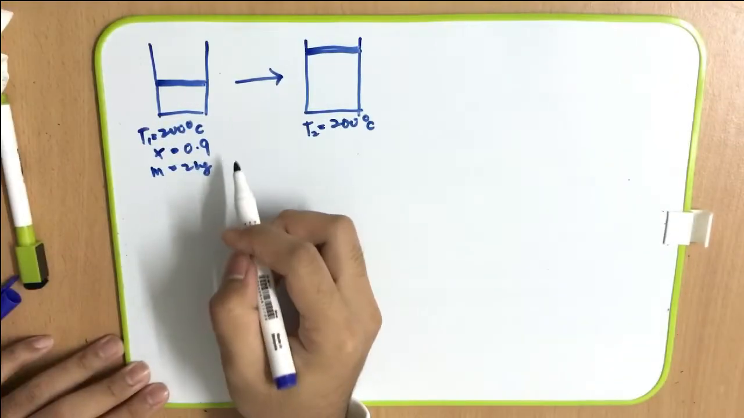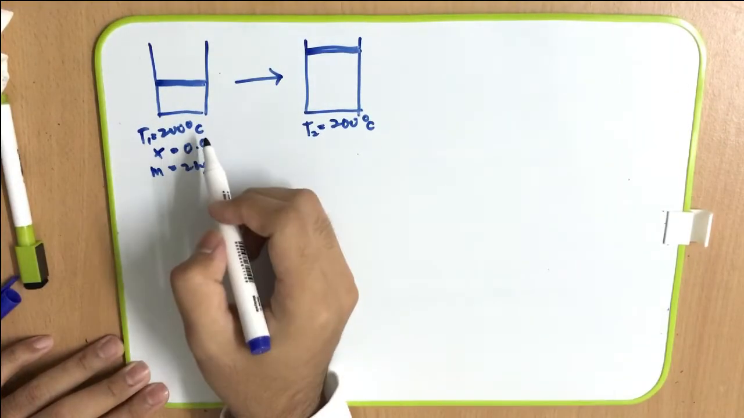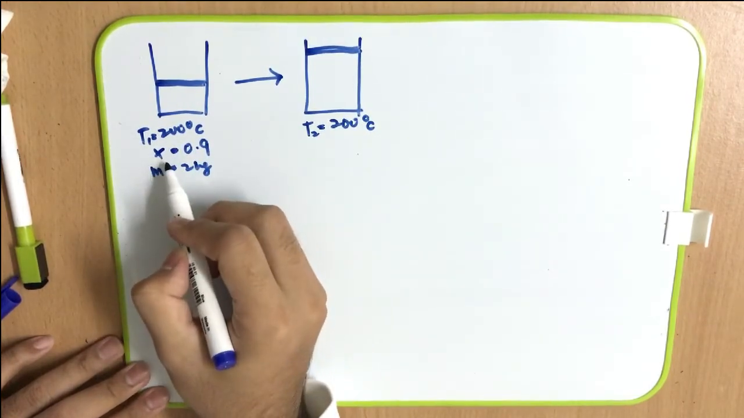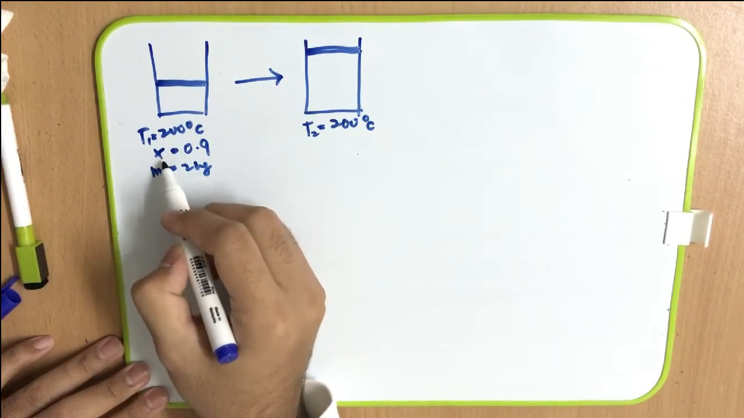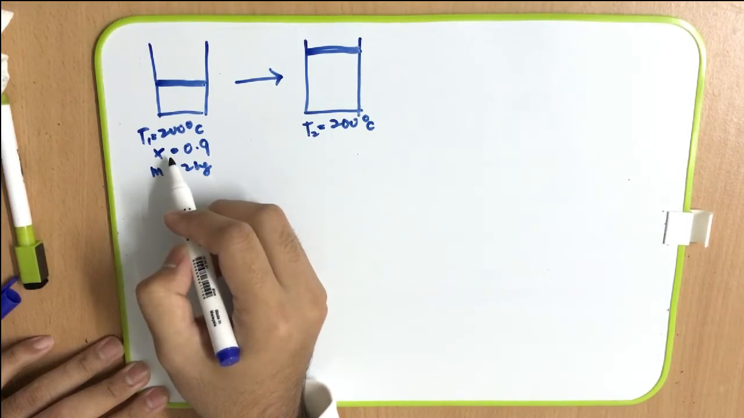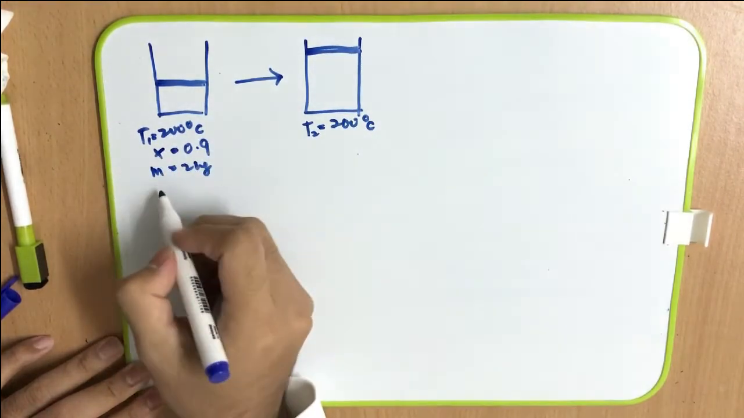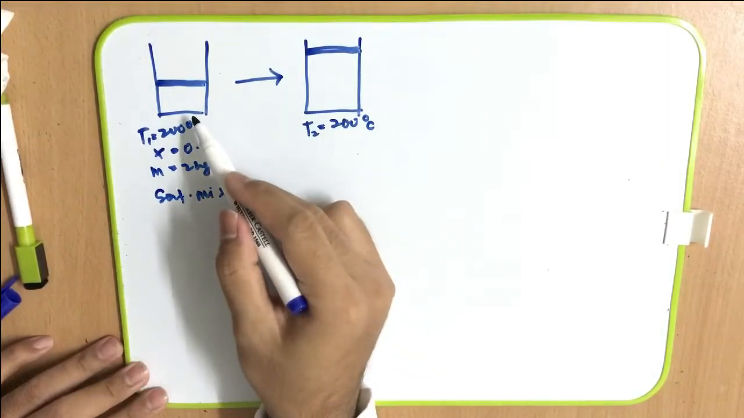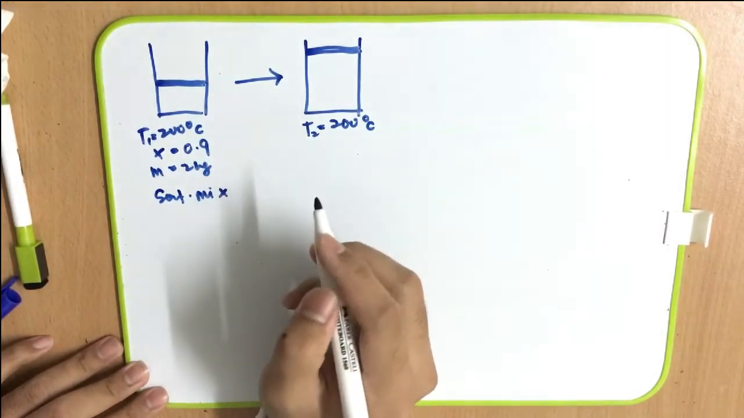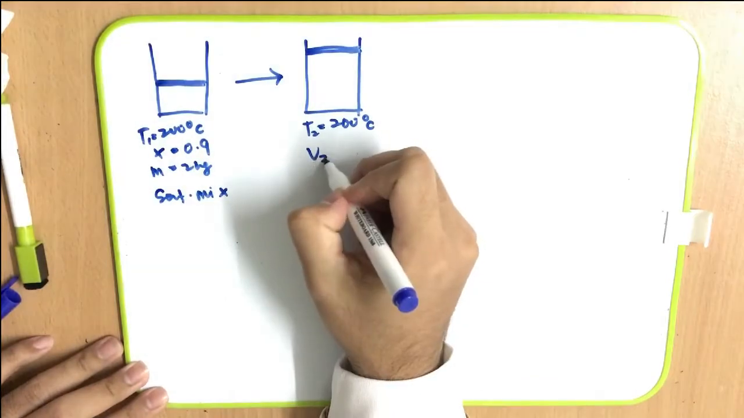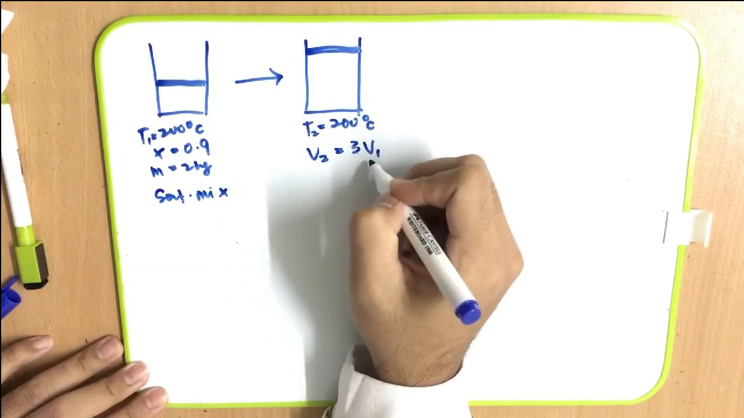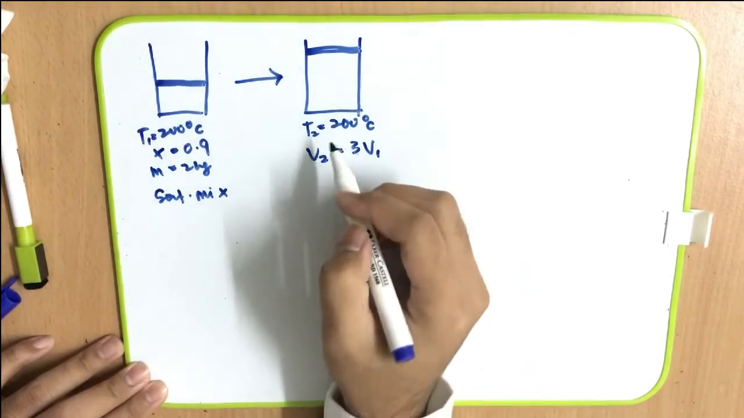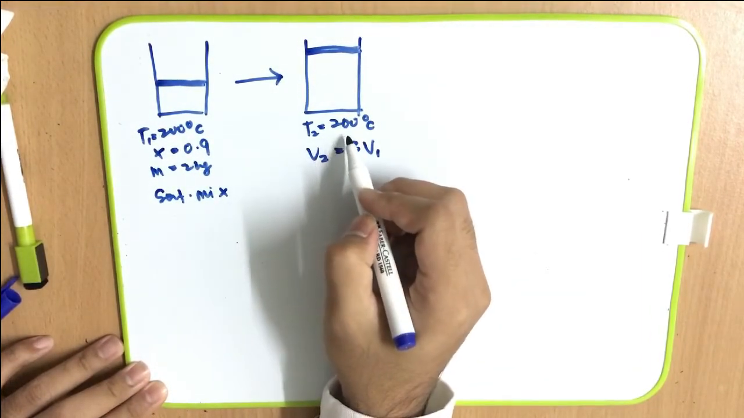From the question, we have a piston cylinder where initially the temperature is 200 degrees C and the quality is given as well. If the quality is given, that means the phase at state 1 is saturated mixture. Next, the volume of the piston cylinder is tripled, so the volume for state 2 is equal to 3 times the volume at state 1. Since the temperature is held constant, the temperature at state 2 is 200 degrees C.